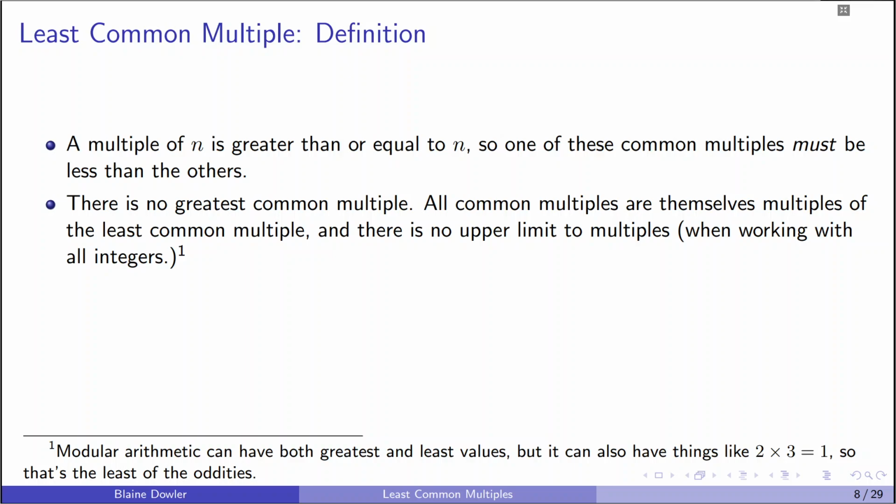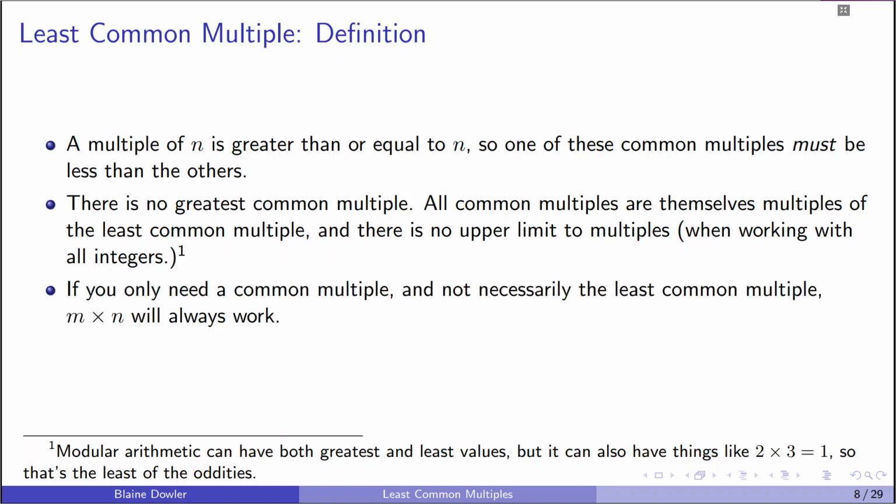In more advanced courses, especially if you're in computer science, you might see something called modular arithmetic. That can have both greatest and least values, but you can also have things like 2 times 3 equals 1. So that's the least of the strange things. In modular arithmetic, you pick a number to be the modulus, and then you treat everything as the remainder after dividing by that number. So if you work mod 5, well, 2 times 3, divided by 5, gives remainder 1, which is how 2 times 3 becomes 1.